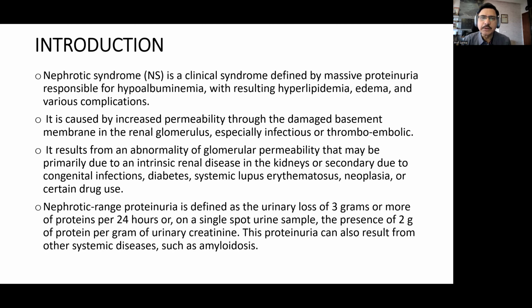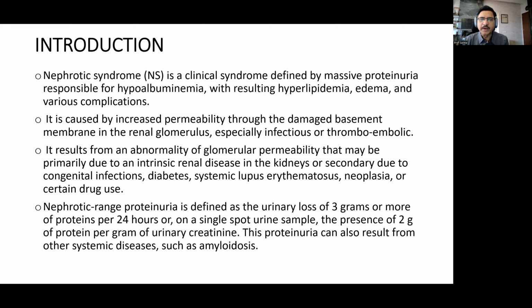The main pathology is damage to the basement membrane of the renal glomerulus. And second important thing is the permeability of the glomerulus has increased. Primarily, it could be due to an intrinsic renal disease, or it could be secondary due to congenital, infections. They have not put a comma in this. There are no congenital infections. Congenital causes, infection, diabetes, systemic lupus erythematosus, neoplasia, and drugs. So primary disease of the kidney, and secondarily most common is diabetes and SLE.